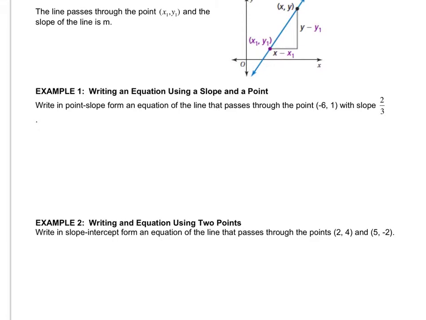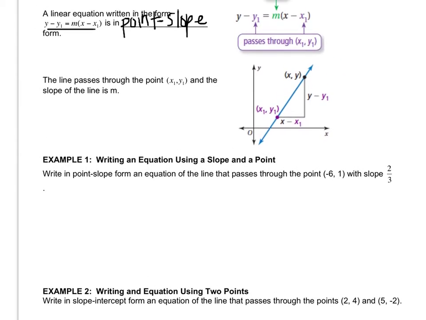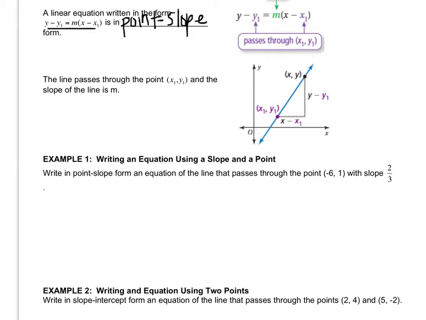In example 1, we have to write in point-slope form an equation of the line that passes through the point -6, 1 with a slope of 2/3. So first thing I'm going to do is write the formula first. Anytime you have a question and you have a formula, you should always write the formula first before you plug in anything. So now this is x1, this is y1, and this goes in for m. So now it's just a question of plugging in my values into the formula.